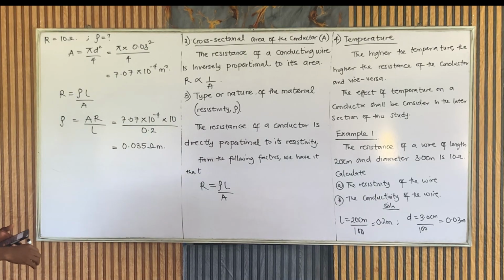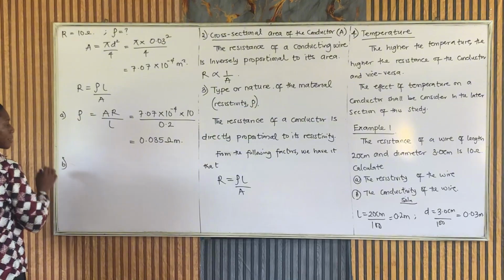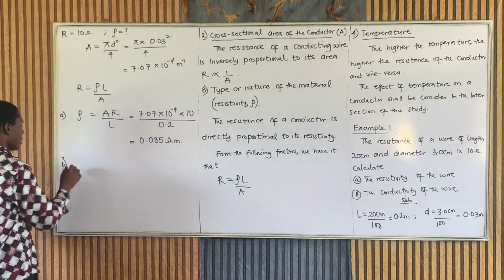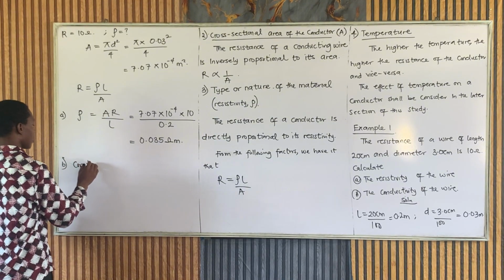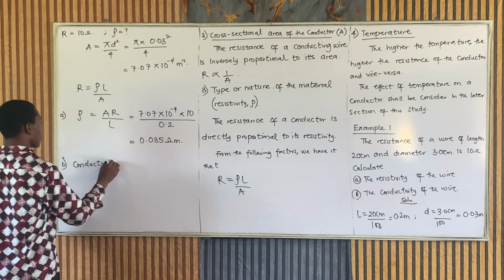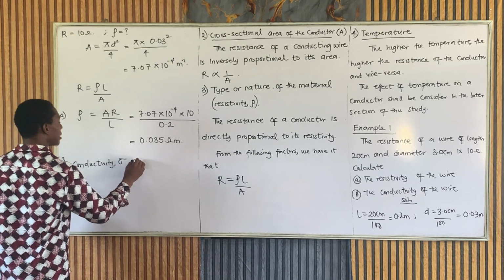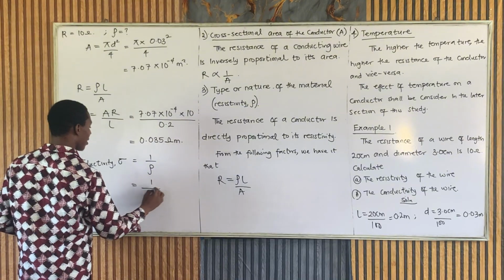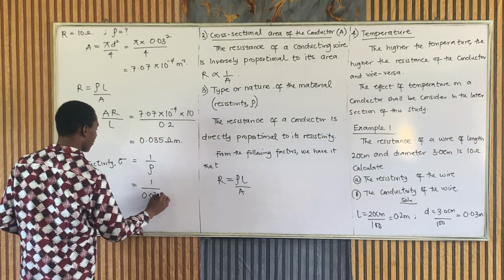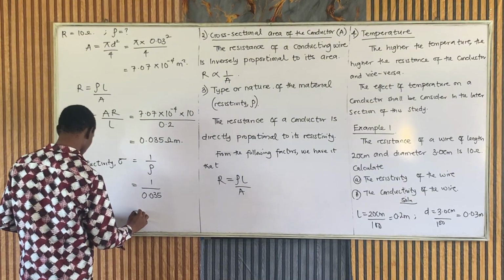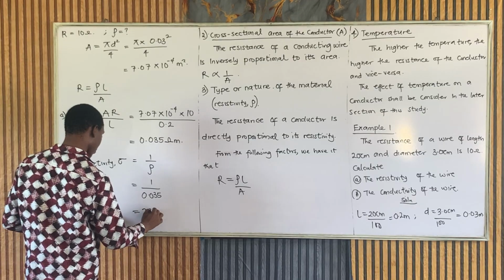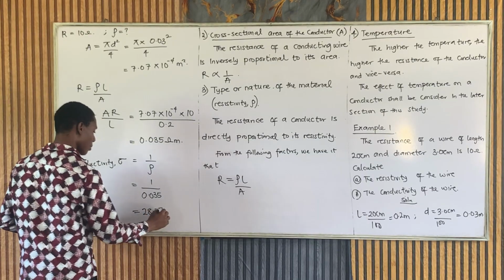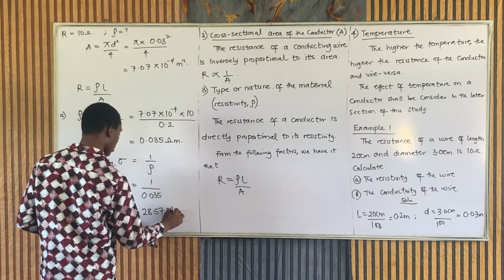The next one we have to get is the conductivity. To get the B, which is the conductivity, is equal to 1 over resistivity, which is 1 over 0.035. And this will give us 28.57 per ohm per meter.